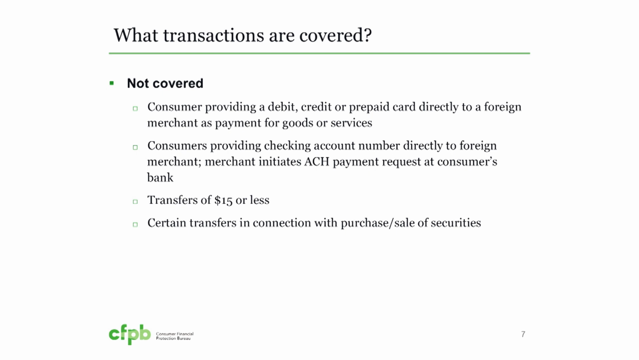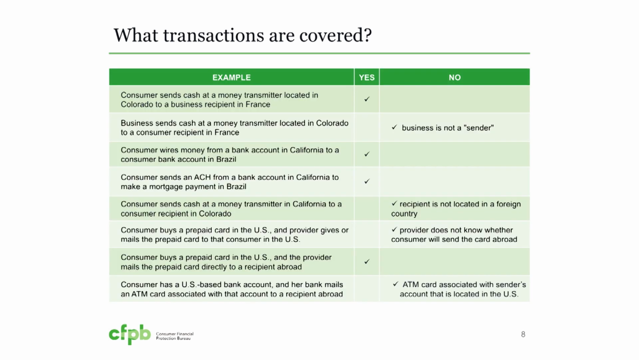The rule also has two exemptions from the remittance transfer definition. First, small value transactions. Transfer amounts of $15 or less are excluded from the rule. In contrast, there is not a cap on the dollar amount that could be a remittance transfer. Second, securities and commodities transfers. The rule exempts transfers in connection with the purchase or sale of securities that are excluded from the definition of electronic fund transfer under 12 CFR 1005.3(c)(4). The commentary in Regulation E to this provision provides examples of how this exception works. So this slide provides some examples of transfers that are and are not remittance transfers, assuming no exemption applies.